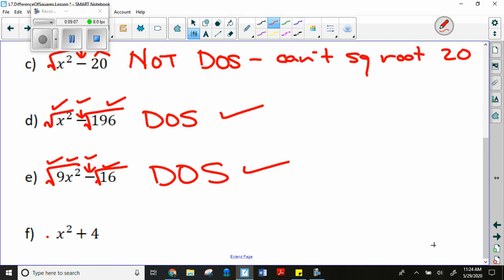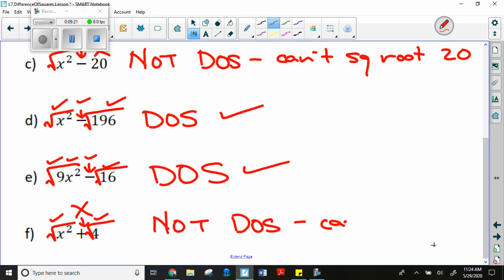And the last one, we can take the square root of x squared. Yes. And then you can take the square root of 4. Yes. But there's a positive, so not a difference of squares. It can't be positive. It has to be a negative. Good.